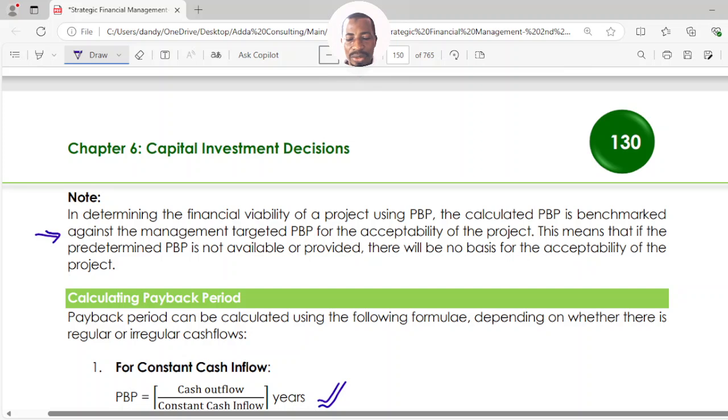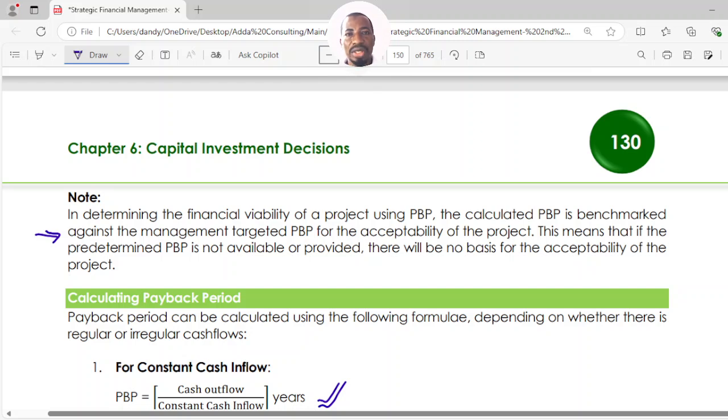All right. So again, if in that question the examiner is asking you to advise and you are not given the management predetermined payback period, what you are expected to say is that the project will pay back the initial investment within 2 years, within 3 years, whatever you have computed.